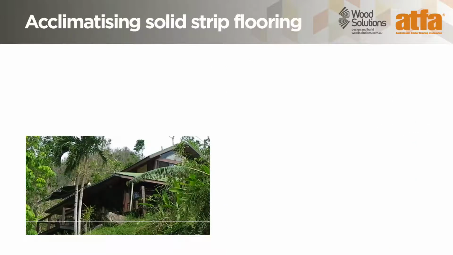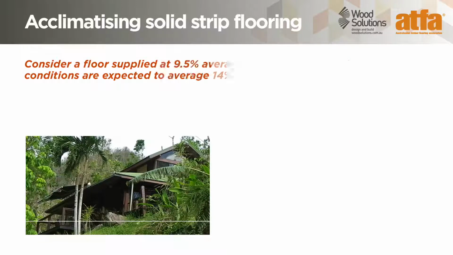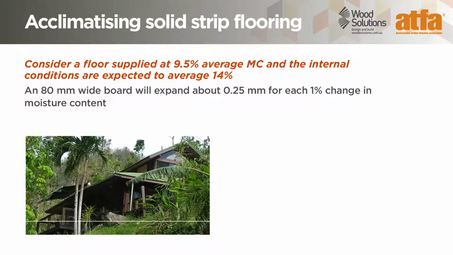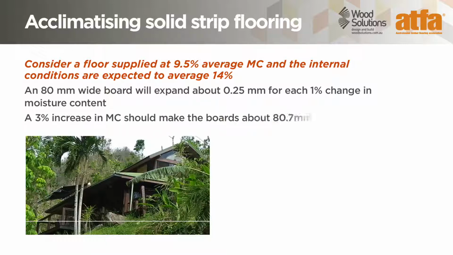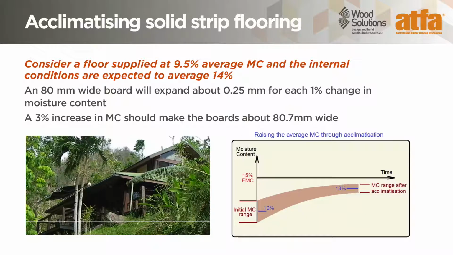An example is this dwelling in tropical North Queensland, a humid location. Consider a floor supplied at 9.5% average moisture content, and the internal conditions, the EMC, is expected to average 14%. An 80mm wide board will expand about 0.25mm for each 1% change in moisture content. So, a 3% increase in moisture content should make the boards about 80.7mm wide. The graph shows what acclimatisation aims to achieve.